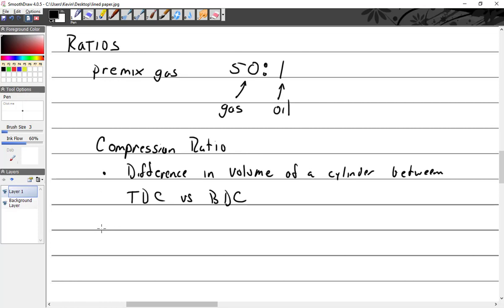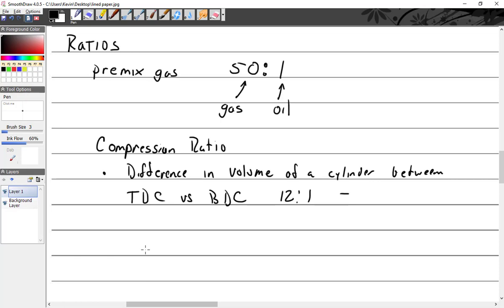So it's the difference in volume of a cylinder when the piston's on the bottom, where the cylinder can hold a whole volume of a liquid or a gas, versus when the piston's at the top. So it's the difference between the two. That's the compression ratio. And what's a compression ratio about? 9 to 1, 12 to 1, somewhere around 12 to 1, 15. So that would be normal.